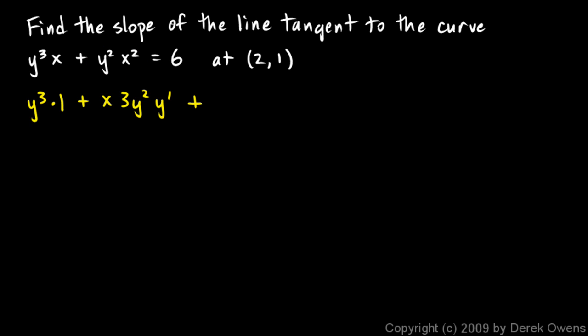Now we need to differentiate the second term. So that will be the first, which is y squared, times the derivative of the second, which is 2x, plus the second, which is x squared, times the derivative of the first, which is 2y times y prime by the chain rule. And all of that will equal the derivative of the right side, which is just 0. Now we need to algebraically solve for y prime, which shows up here and here. So let's get these two terms together on the left and all the other terms over on the right.